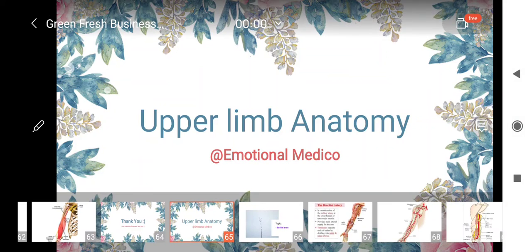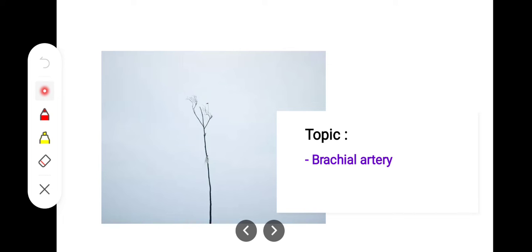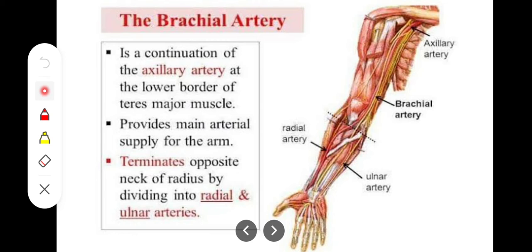Okay, so in this video we'll take a look at the brachial artery, which is the main artery of the arm region, and after giving its radial and ulnar branches at the elbow joint, it also supplies the forearm region through the radial and ulnar arteries, right? So let's take a look at its beginning, course, and termination, and its various relations.